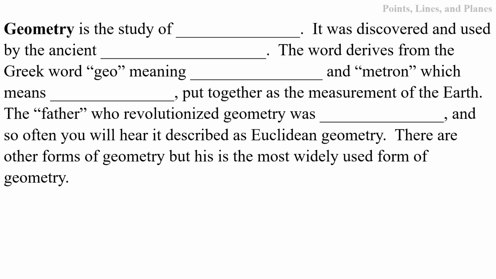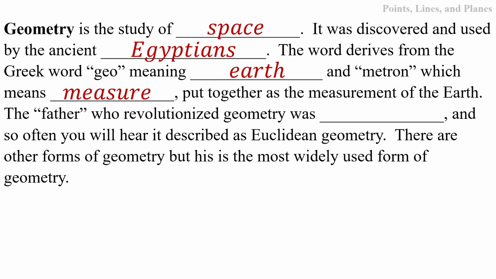Alright, so what is geometry? Well, geometry is the study of space. It was discovered and used by the ancient Egyptians. The word derives from the word geo, meaning earth, and metron, which means measure. Put together, you can basically say it's the measurement of the earth.